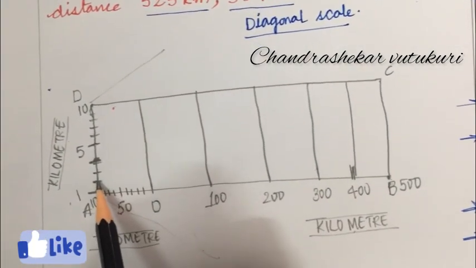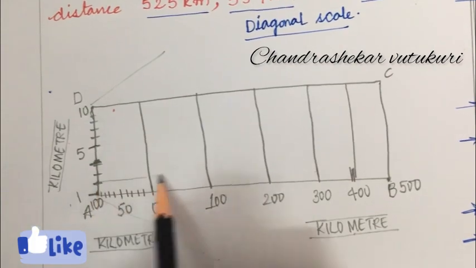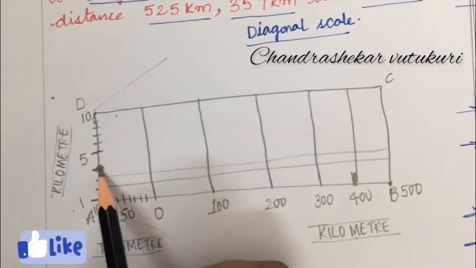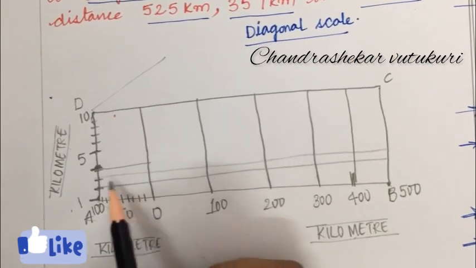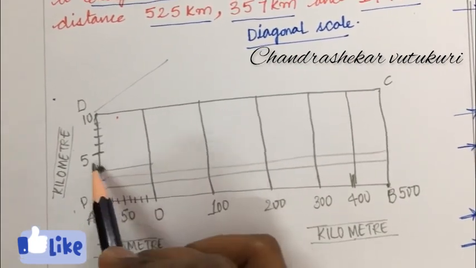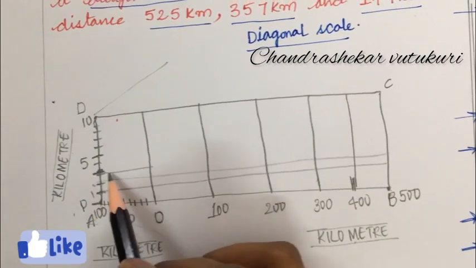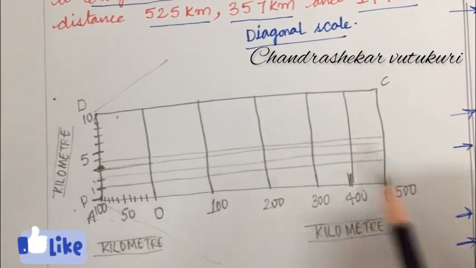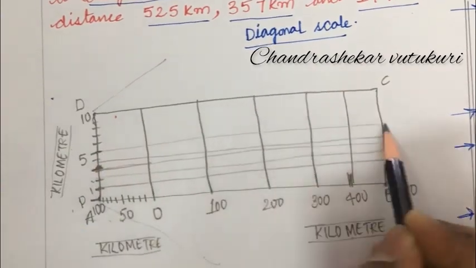Now, what we have done in yesterday's problem, which we have done working with the diagonal scale, the similar procedure needs to be followed here too. So, drop all the parallel lines from this to this AB line. This is 5th, 6th.